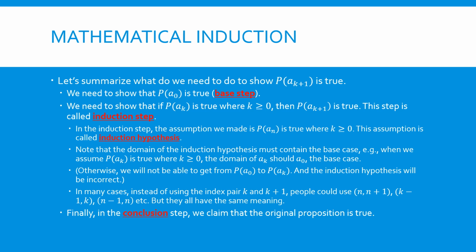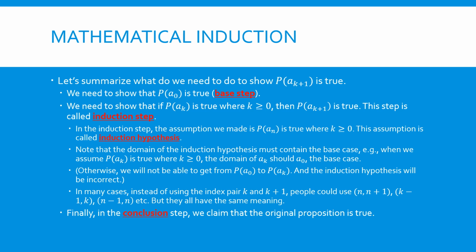First, we begin with the base step and show that P(A0) is true. Then, we will assume that P(Ak) is true for all k that is larger than or equal to 0. This step is called the induction hypothesis. Note that when we make the hypothesis, the range of the index k is very important. The range of k must cover the base case. That is, k should be able to take the value 0.